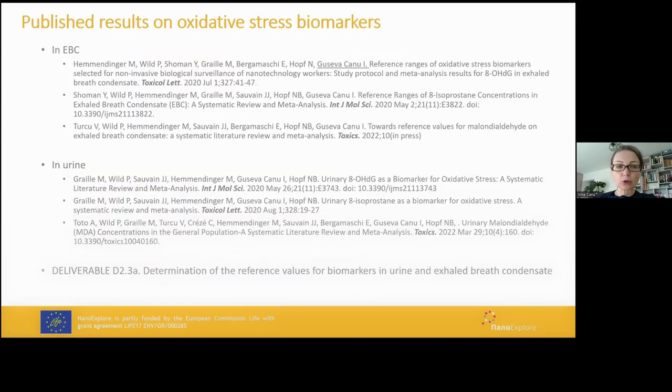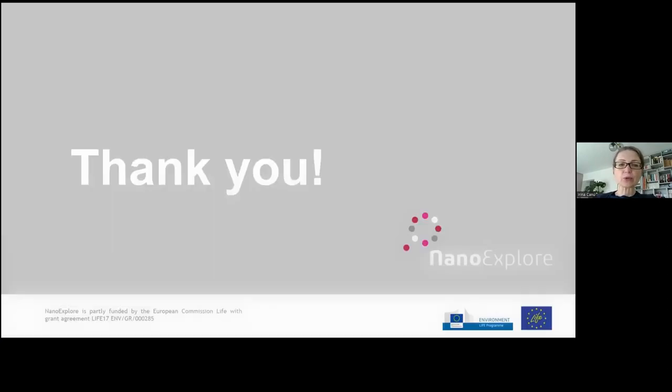And we applied this protocol to three biomarkers in EBC and in urine, and provided all the results of the values that we considered as reference value, which we could further discuss. And the results are now available, and I hope they will serve to interpret correctly the results obtained with the NanoExplore and other similar projects. And we also have the deliverable with the NanoExplore to provide all these results together in one report. This is what I wanted to share with you, and I thank you very much for your attention.